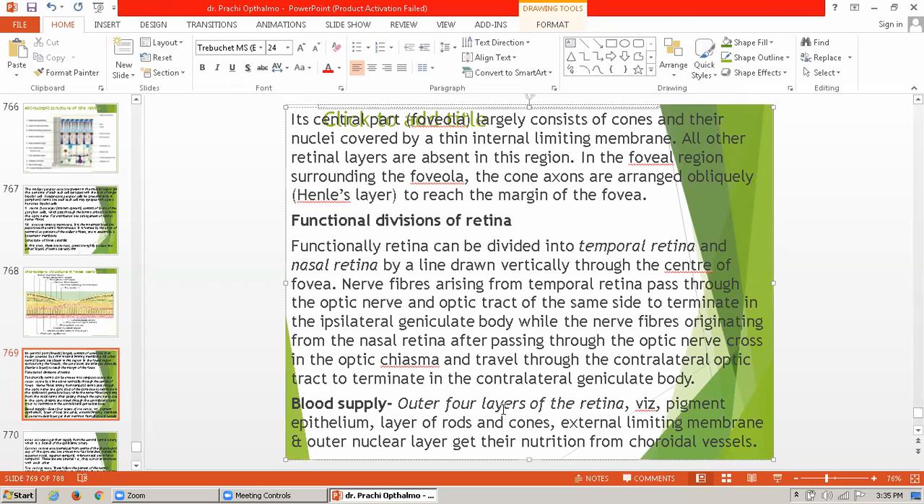So this is the blood supply of the retina. The pigment epithelium, layers of the rods and cones, external limiting membrane and outer nuclear layer get their nutrition from the choroidal vessels.